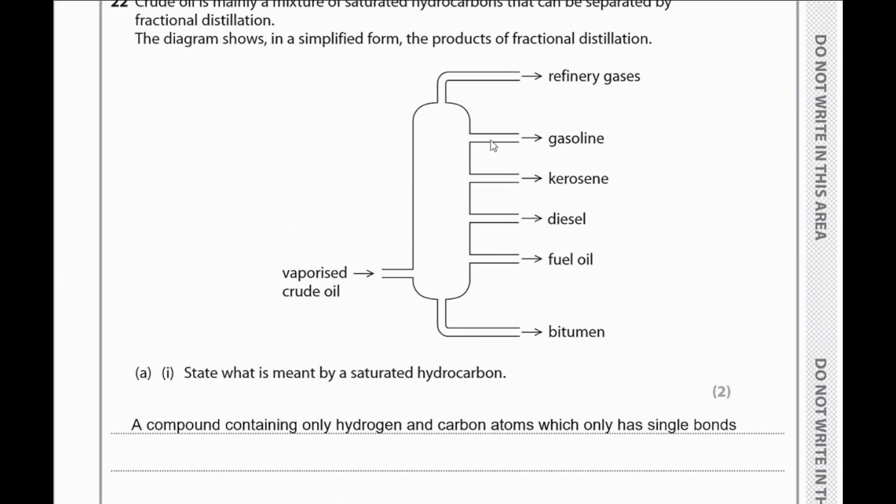Moving on, crude oil is mainly a mixture of saturated hydrocarbons that can be separated by fractional distillation. The diagram shows in a simplified form the products of the fractional distillation. You have the refinery gases and so on. Now state what is meant by a saturated hydrocarbon. A saturated hydrocarbon is one which contains hydrogen and carbon atoms with only single bonds.